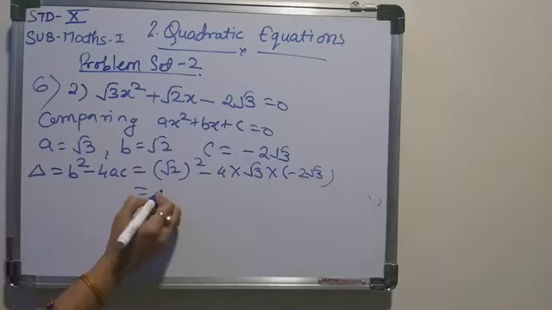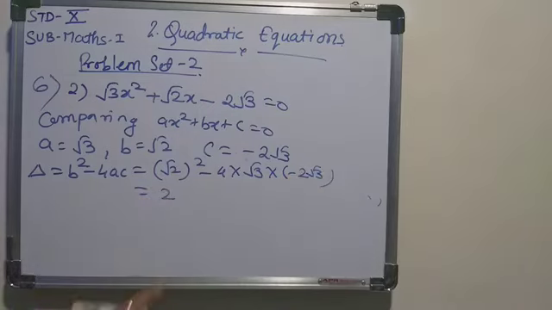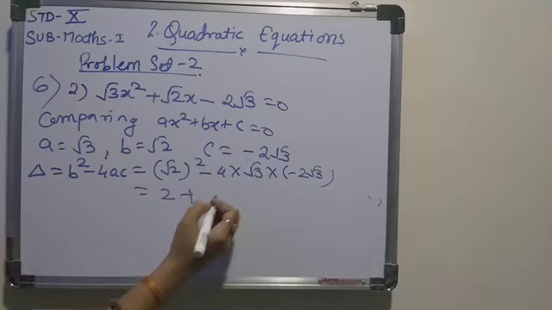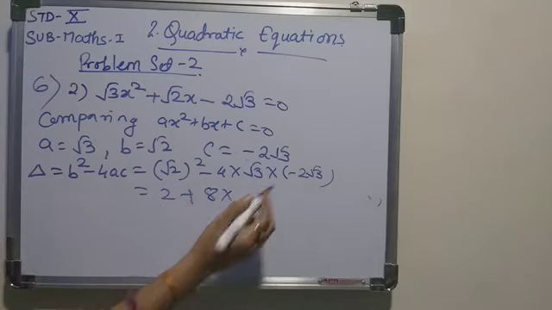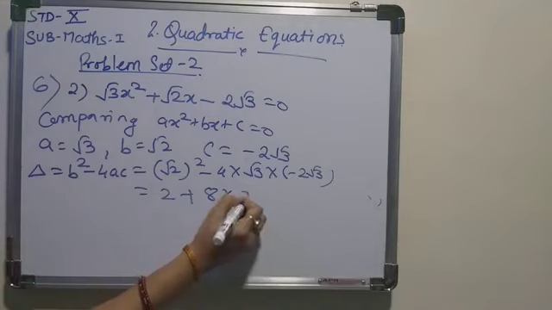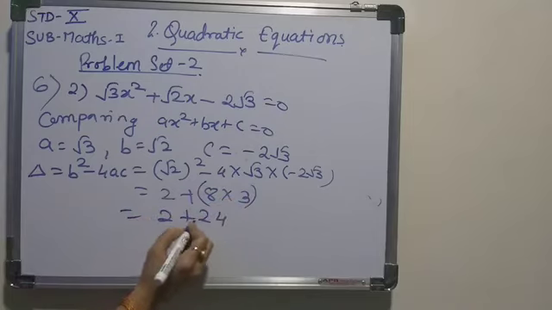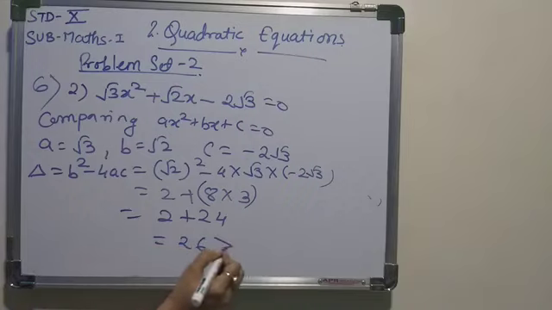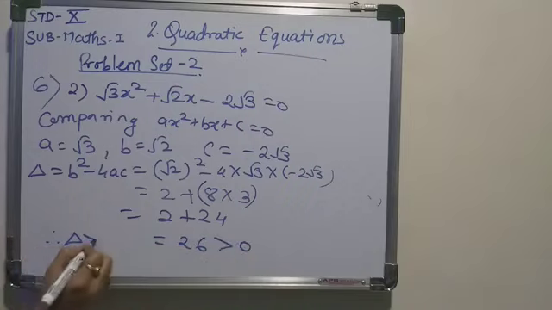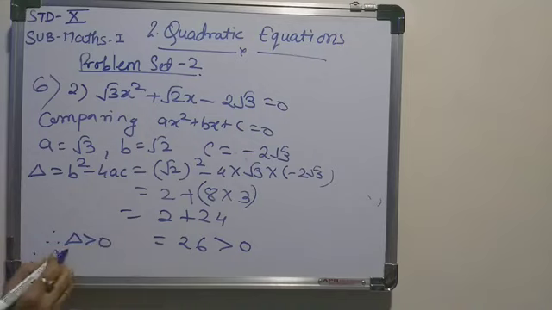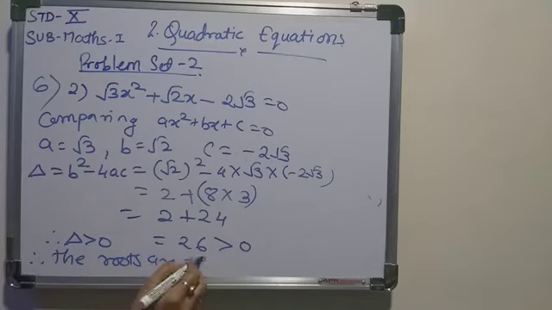Root 2 square is 2, minus minus plus 4 2s are 8 into root 3 into root 3 is root 3 square, means 3. 8 3s are 24. So 2 plus 24, answer is 26. Now 26 is greater than 0, means your delta is greater than 0. Therefore, the roots are real and unequal.